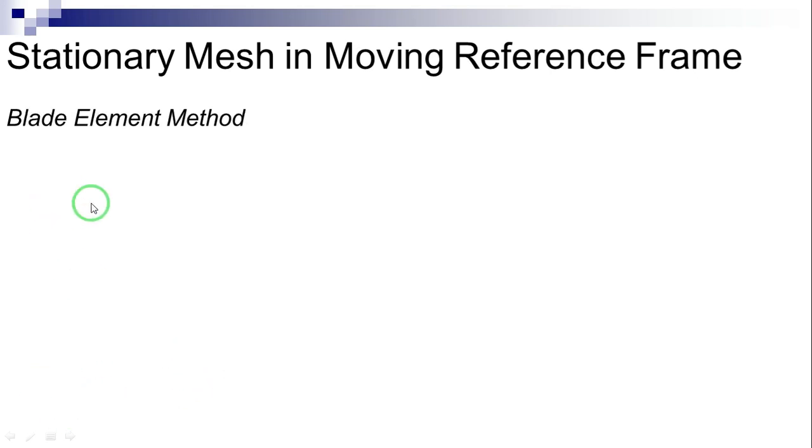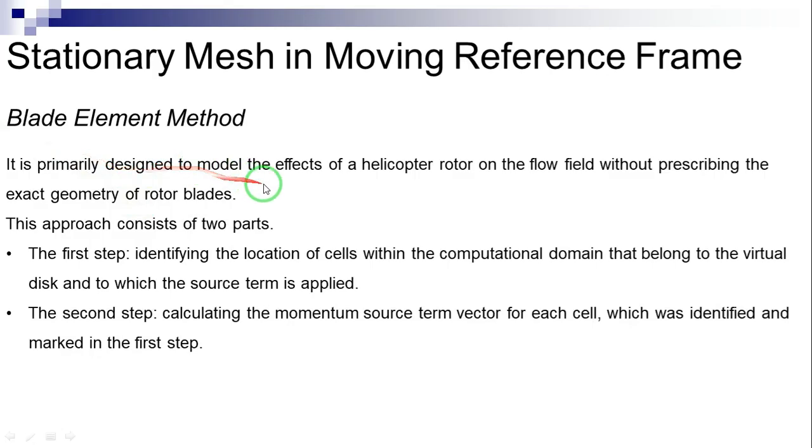Blade element method. It is primarily designed to model the effects of a helicopter rotor on the flow field without prescribing the exact geometry of rotor blades. This approach consists of two parts. The first step is to identify the location of cells within the computational domain that belong to the virtual disk and to which the source term is applied. The second step involves calculating the momentum source term vector for each cell, which was identified and marked in the first step.